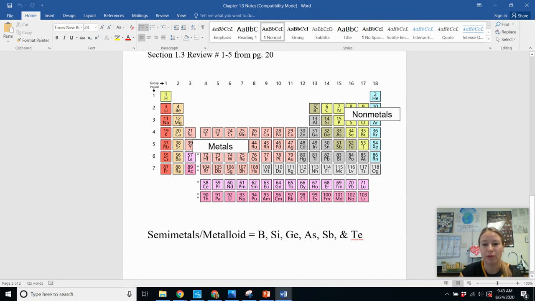So these ones right here, boron, silicon, germanium, arsenic, antimony, and tellurium. Those are the semi or metalloids, semi-metals or metalloids, and they have properties of both.